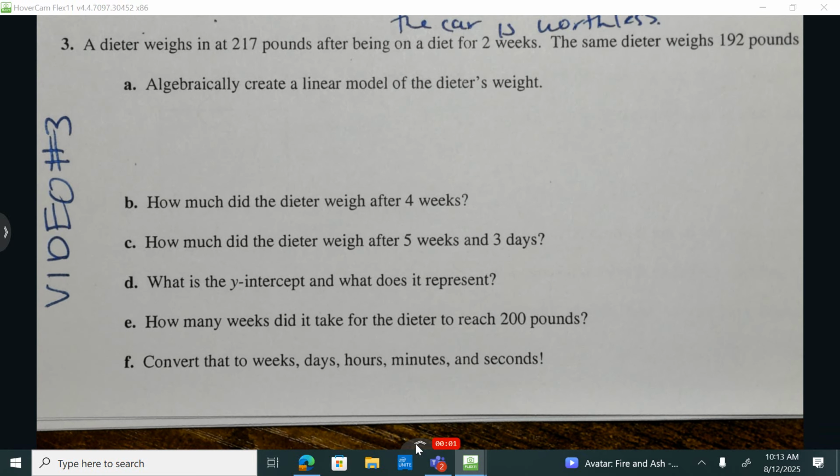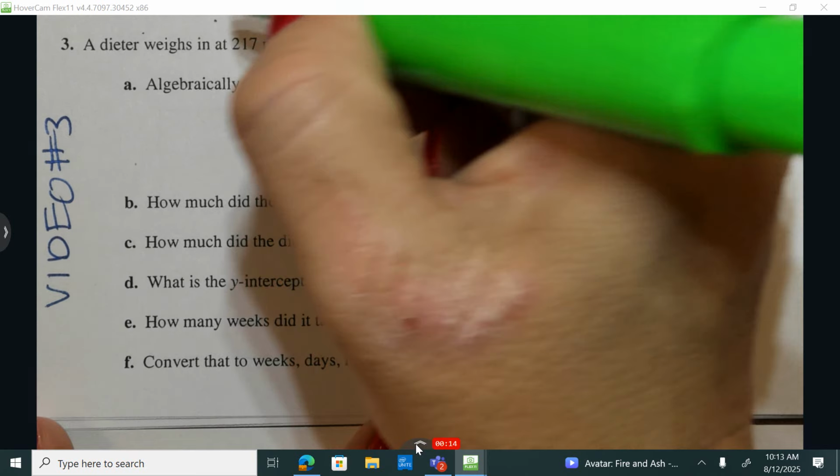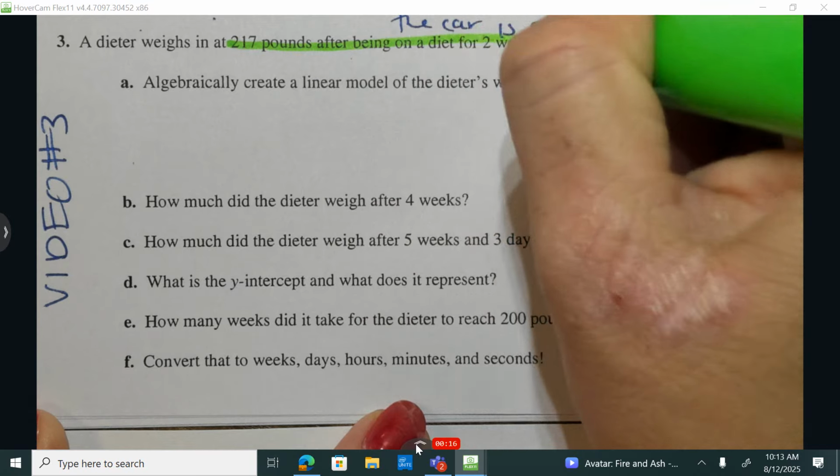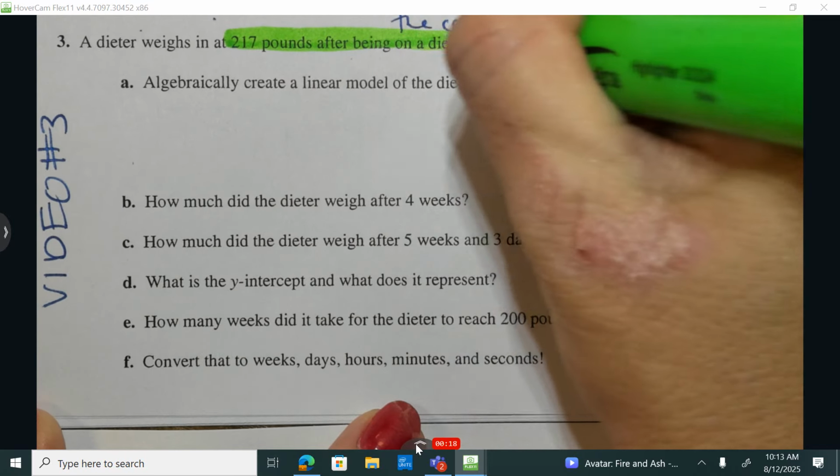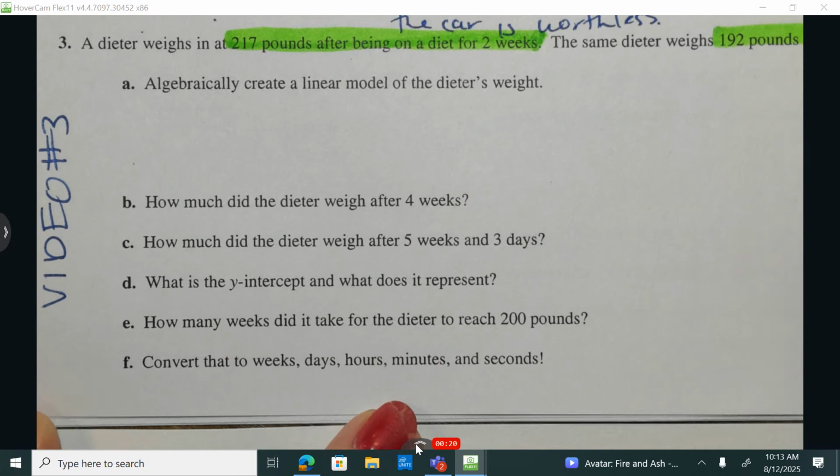Example number three, I'm going to go through and highlight. You may underline the important information. A dieter weighs 217 after being on a diet for 2 weeks. The same dieter weighs 192 after 7 weeks. I am going to highlight this information. You are welcome to underline it or circle it as well.